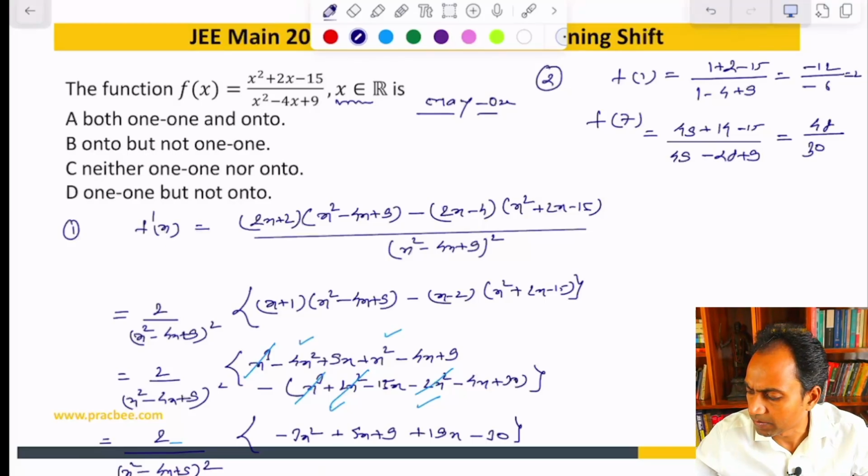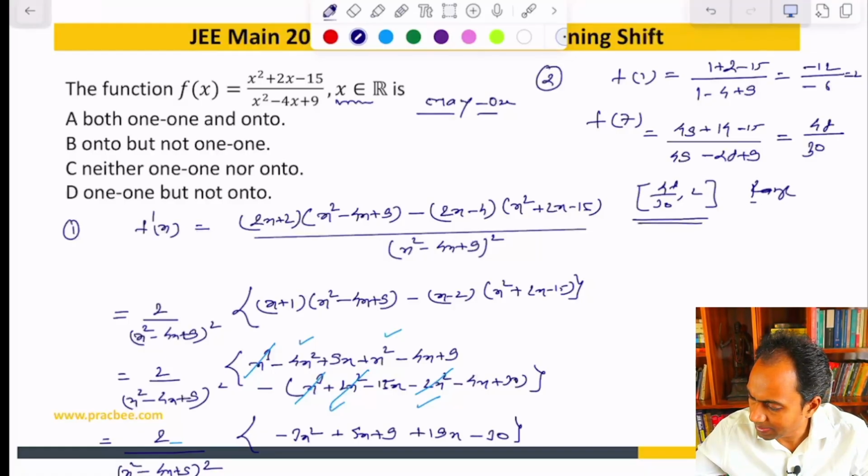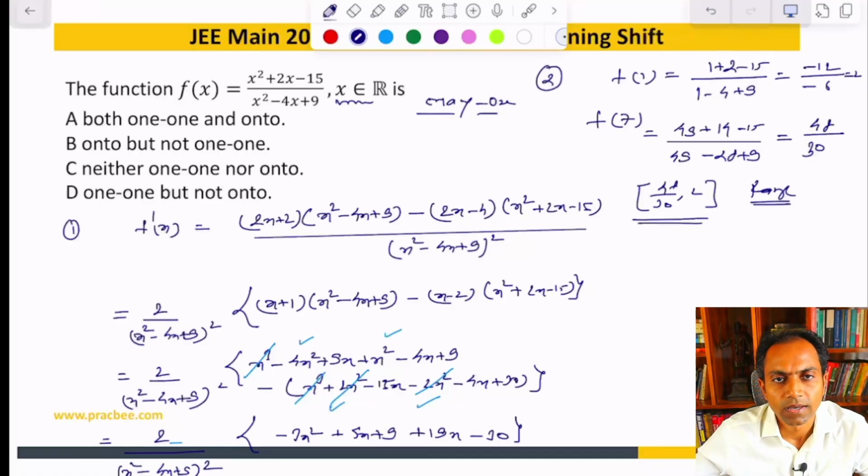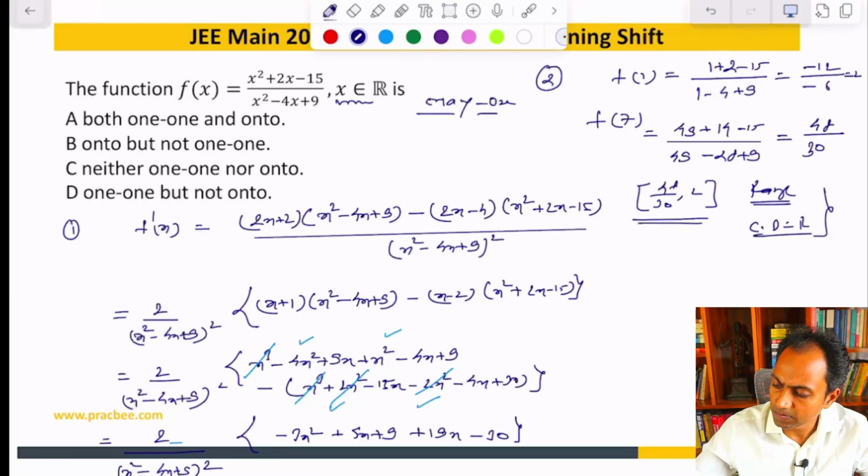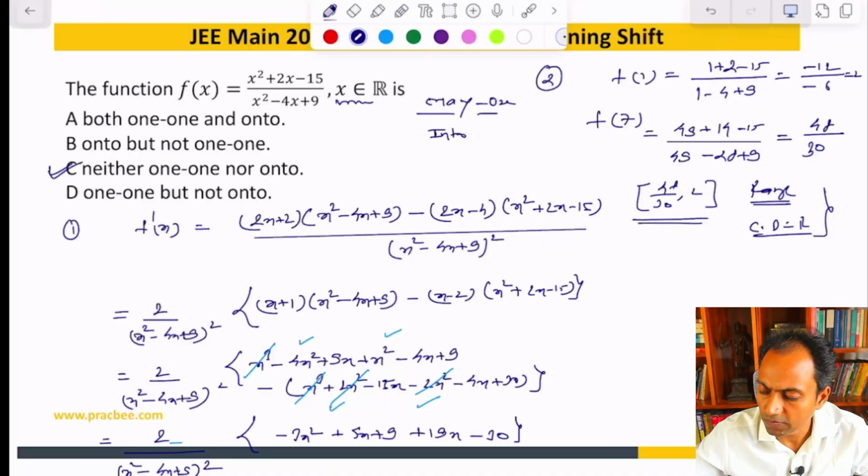This can be further simplified, but you can see that the range will become, if I simplify this, slightly smaller than 1. But there is no need to. 48 by 30 to 2. This is what I am getting in terms of range. You can see that my range here in this case is not equal to the codomain, because the codomain is real numbers. You can see that it was a many-one function. It is also an into function. So option C comes out to be the answer, neither one-one nor onto.